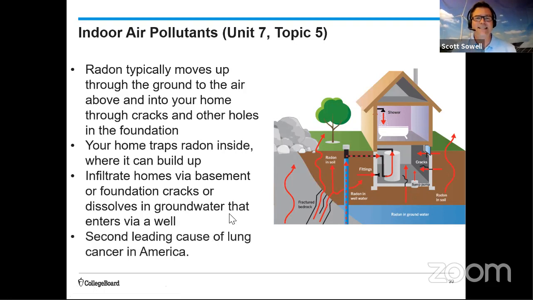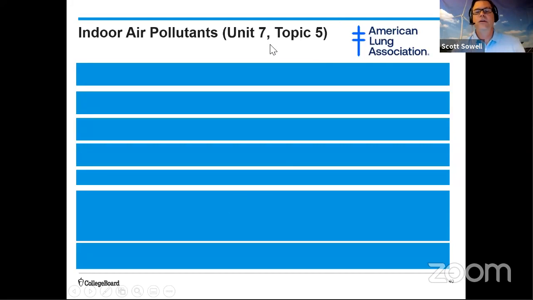Unfortunately, radon is the second leading cause of lung cancer in America. So this is a very big threat. That's why we typically see radon detecting kits or radon detectors in homes to monitor that. So taking all that into consideration, the American Lung Association gave a list of guidelines to improve the indoor air quality, and I thought they were worth just looking at.